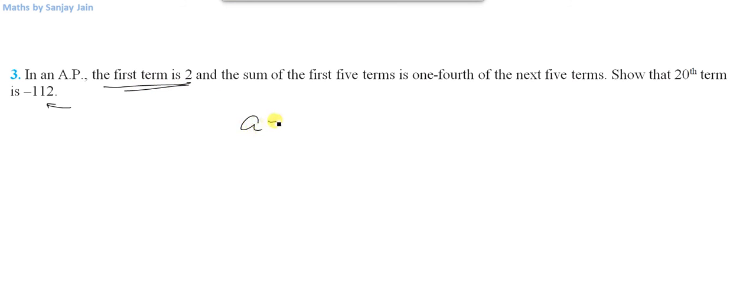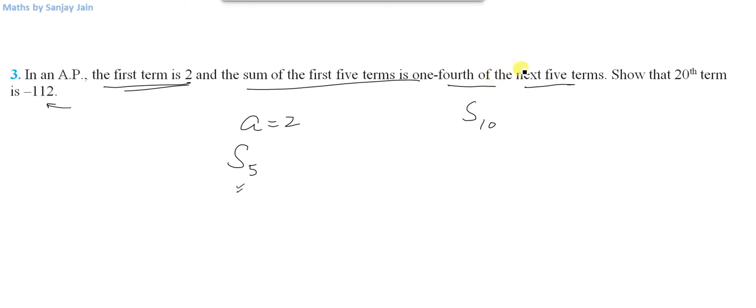First term is 2 and the sum of the first 5 terms, that is S5, is 1/4 of the sum of the next 5 terms. So what is the sum of the next 5 terms? If I say the sum of the first 10 terms is S10, right? And the sum of the first 5 terms is S5.